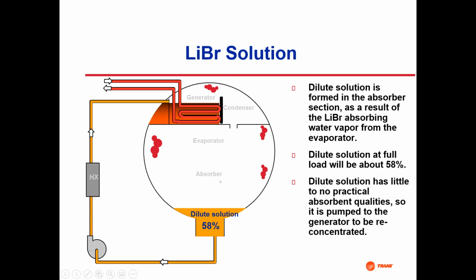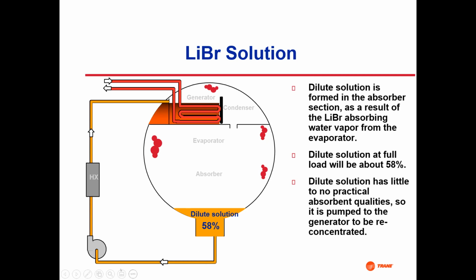Again, it gives off heat. We have to cool away. But then down here at the bottom in this well, we get the dilute solution, which has the most water. So the smallest concentration of lithium bromide, which is about 58%. Dilute solution has little to no practical absorbent qualities, so it's pumped to the generator to be reconcentrated. So that's about the most water you can get to absorb in there.